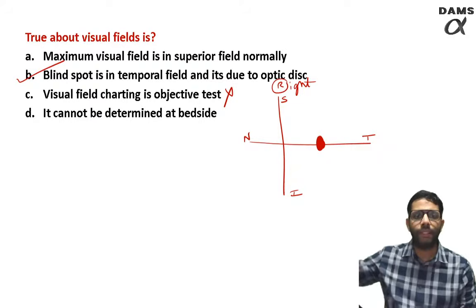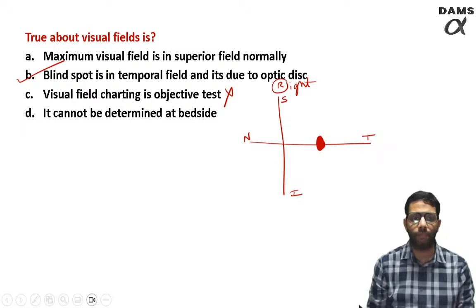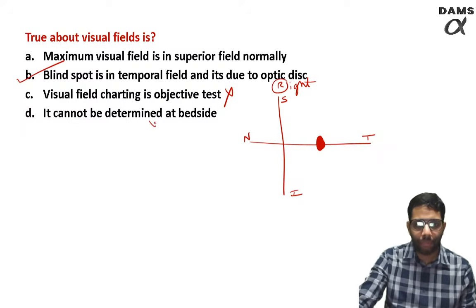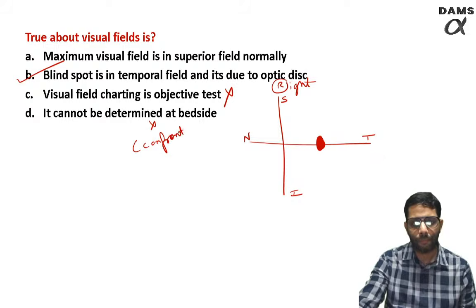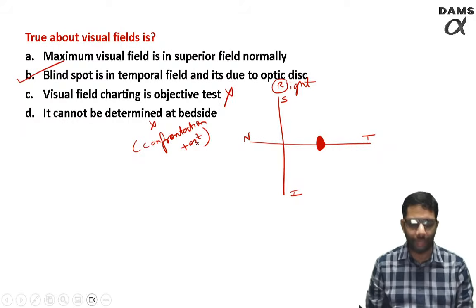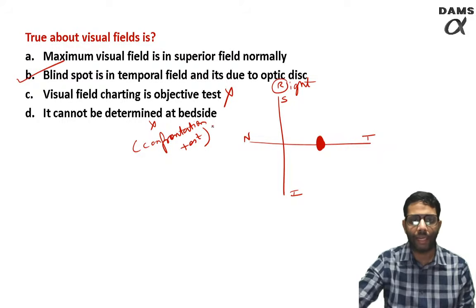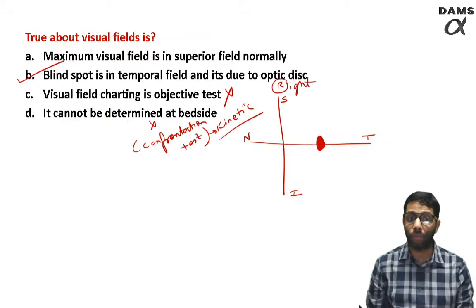Maximum visual field is in the temporal because there is no obstruction over there. Minimum is superior and nasal. And it can be determined bedside. That is known as the confrontation test. Confrontation test is a bedside perimetry. Who can tell me whether confrontation is an example of kinetic perimetry or static perimetry? If the stimulus moves, it is a kinetic perimetry. So confrontation, where the stimulus moves, is a kinetic perimetry, used for neurological disorders, not glaucoma.